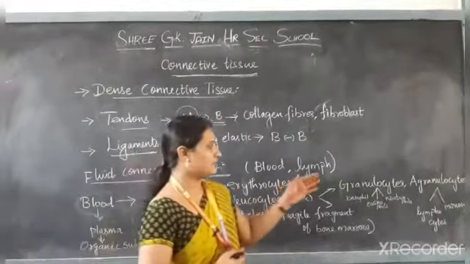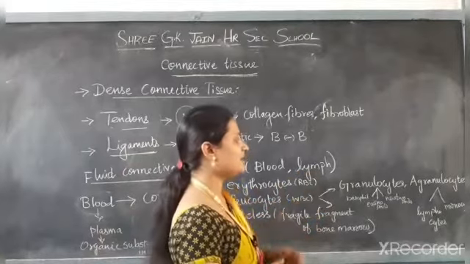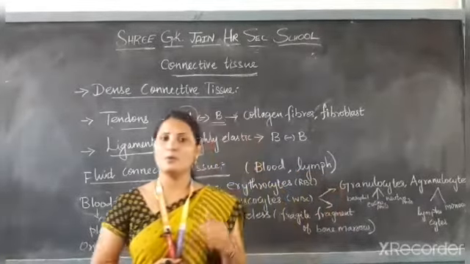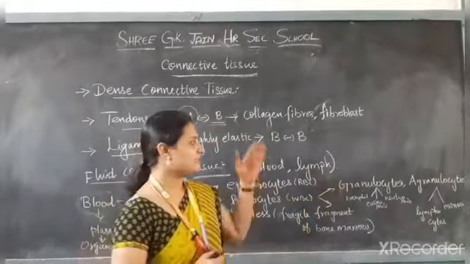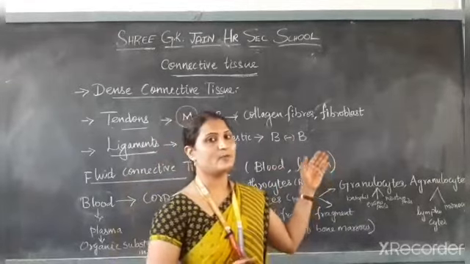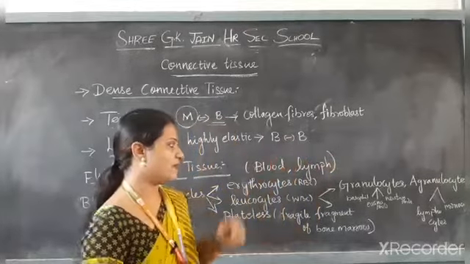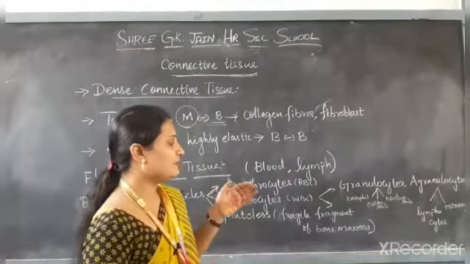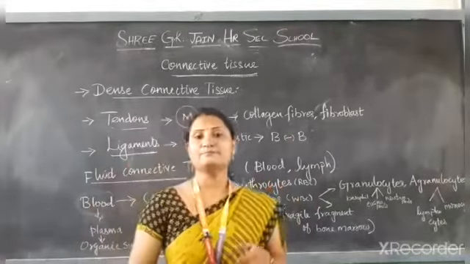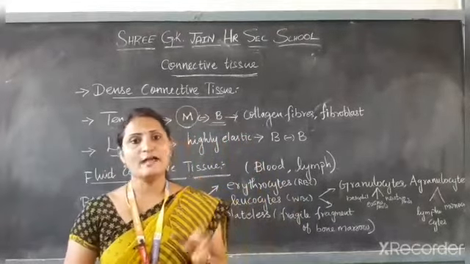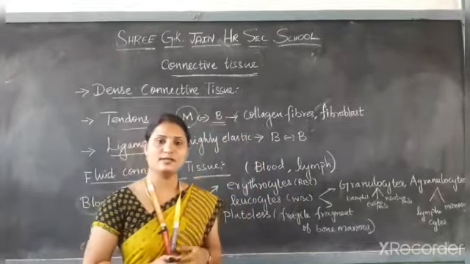And here the agranulocytes have two types: one is lymphocyte and another one is monocyte. For your reference, I have given the picture of these cells here. You can see the picture and the types. These lymphocytes and monocytes lack granular cytoplasm, and a distinct nucleus is present in them.